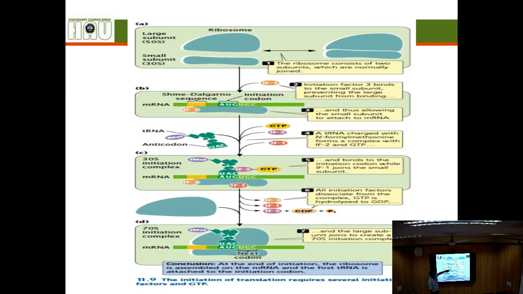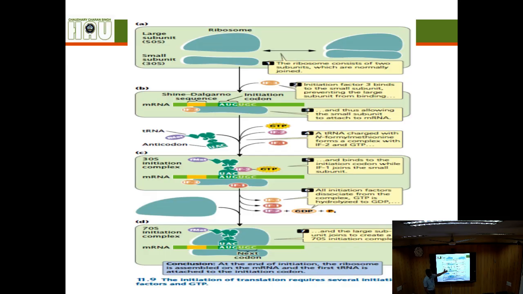It forms a complex with initiation factor 2 and GTP. Then initiation factor 1 bonds with this complex, and this is the first charged tRNA along with the initiation factors IF1, 2 and 3. All these together form the initiation complex.